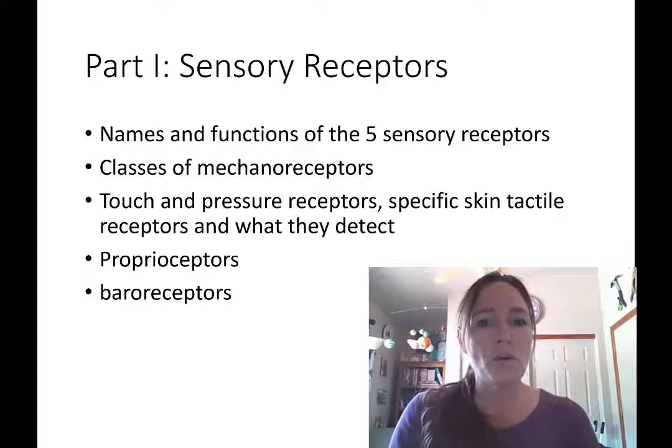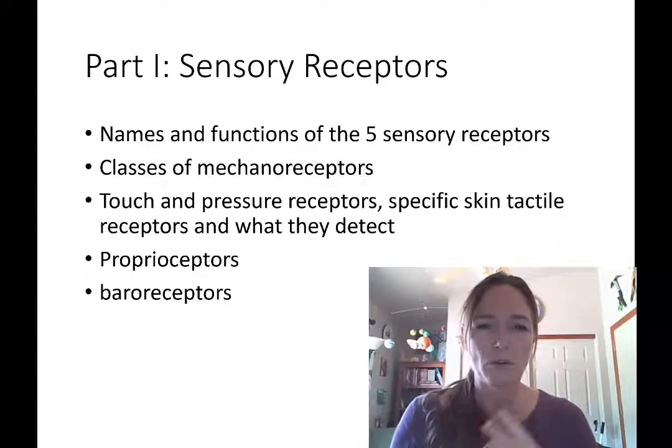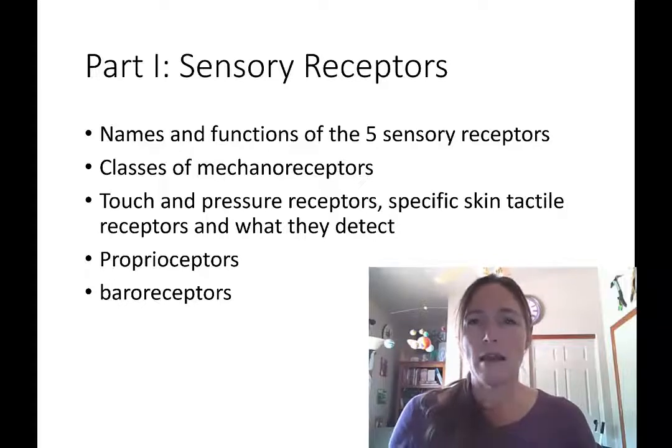Then you should know the classes of mechanoreceptors. Those are the types that are touch and pressure. You might have deep pressure or light pressure. We're less focused on these than we were when we did the skin and those types of sensations. But I want you to know that they are in the mechanoreceptor categories and have a sense of what they do.